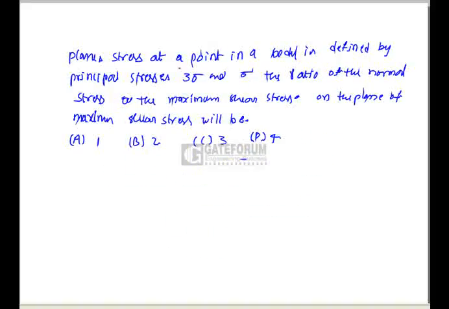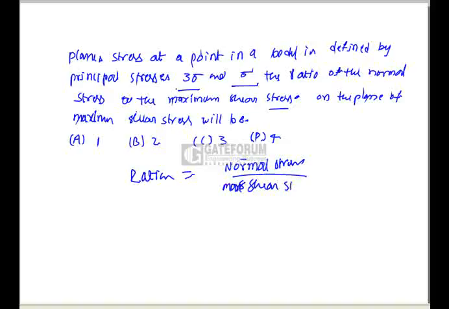A plane stress at a point in a body is defined by principal stresses 3 sigma and sigma. We have to find out the ratio of normal stress to the maximum shear stress. It is equal to 2. So option B is correct.